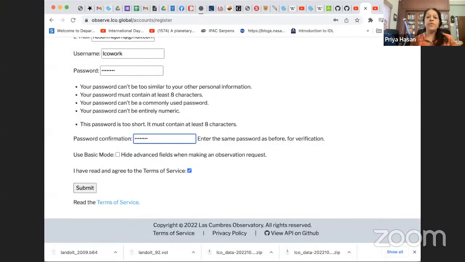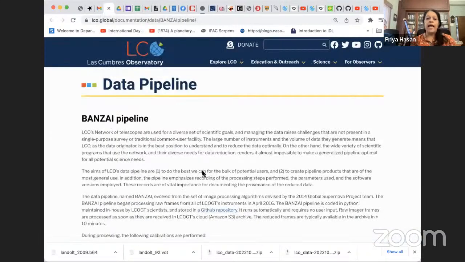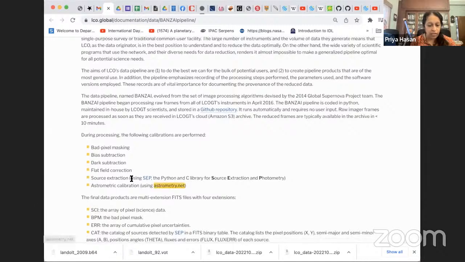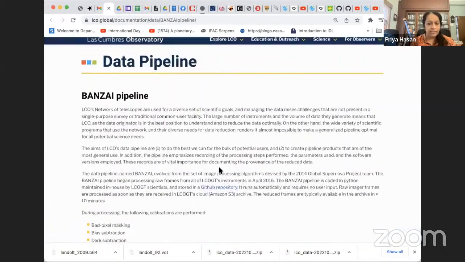Okay. So now I will actually share my screen over here. So let us go on to this. This is the LCO website, right? And here you can see there is a good description of the Banzai pipeline, which is mentioned all over here. And you can read this, right?